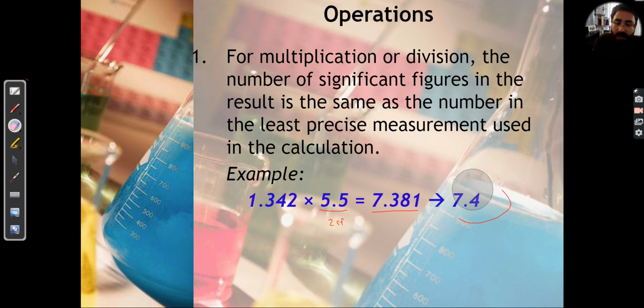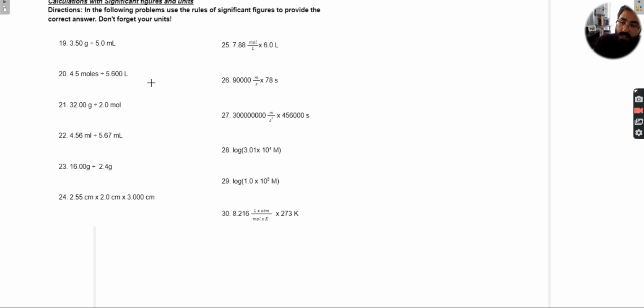Now you can write 7.3 as your answer, but if you take a look at that 8, it brings it up closer to 7.4, and that's how we do those significant figures.